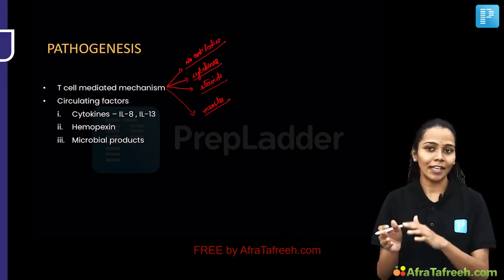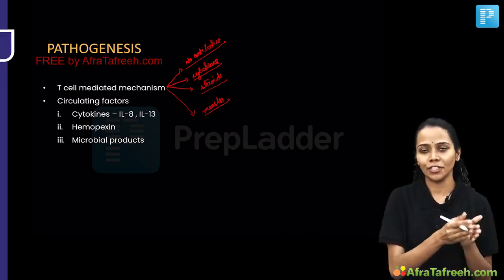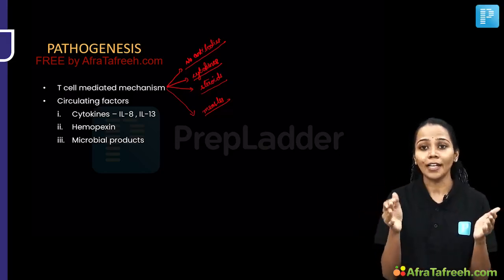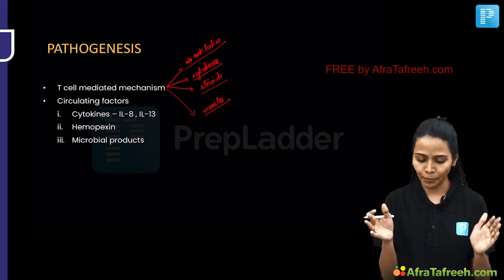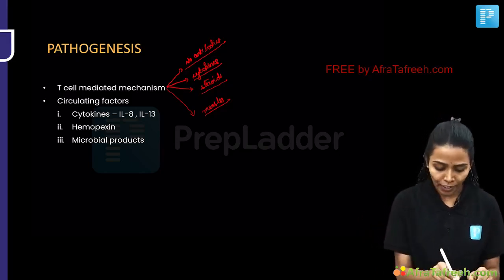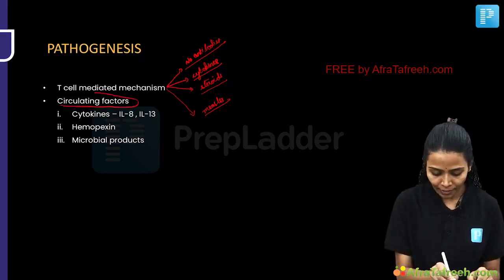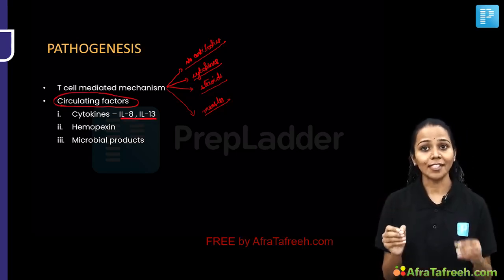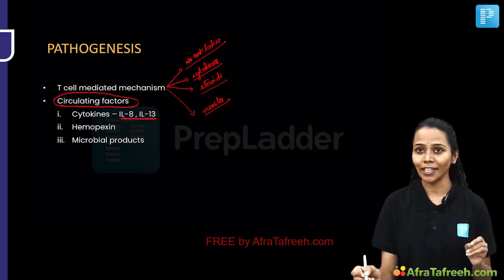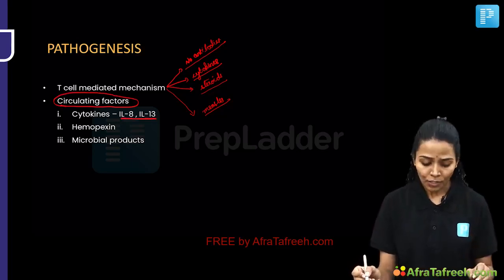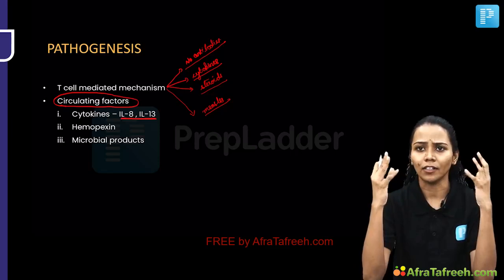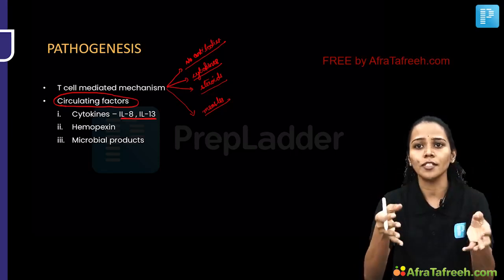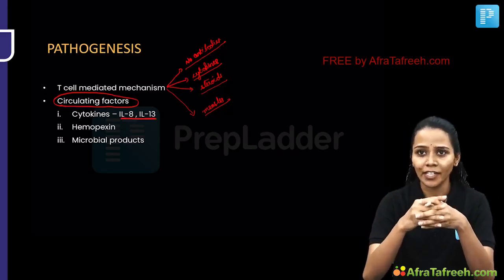So this led to recovery from minimal change disease also, indirectly showing us that T cell immunity is important in minimal change disease. It is said that circulating factors are important in causing this disease. The circulating factors are cytokines, which are interleukin 8 and interleukin 13. However, the mechanism of how interleukin 8 and interleukin 13 cause minimal change disease is not very well established.